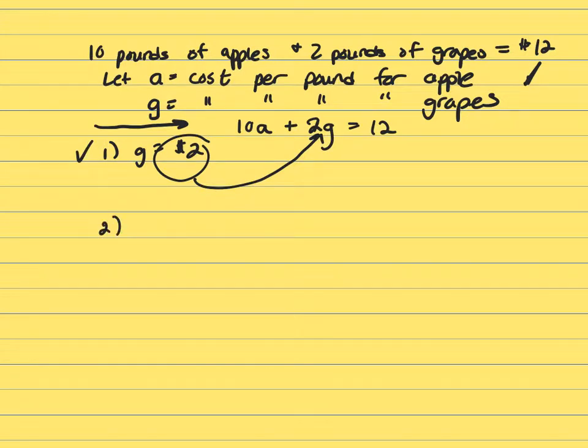Clue 2 says the cost of 2 pounds of apples, that'd be 2A, was less than the cost of 1 pound of grapes. Well, I can't solve that for A. I can solve it for A in terms of G, but you can't do it. So clue 2 doesn't work. Only clue 1 works. The answer's A.